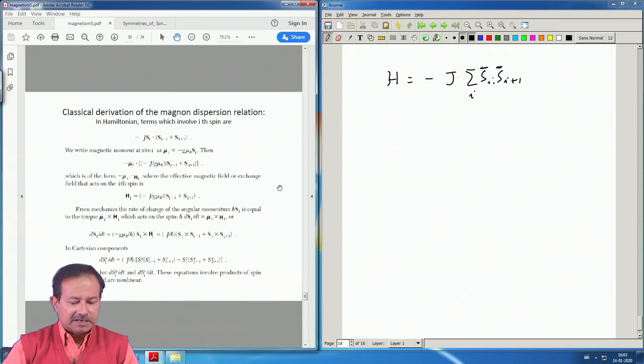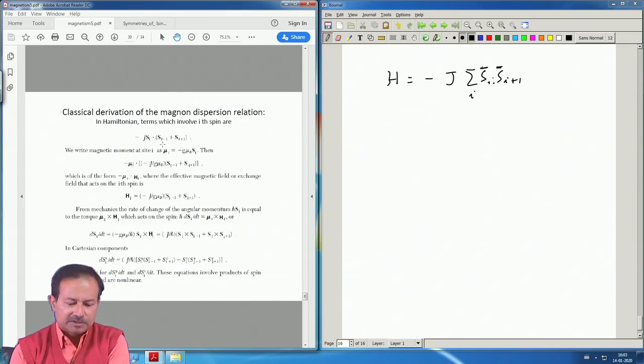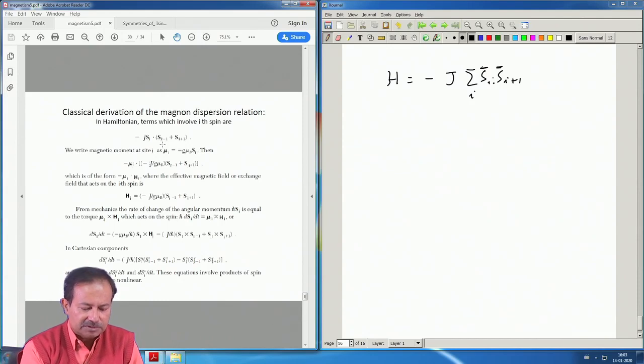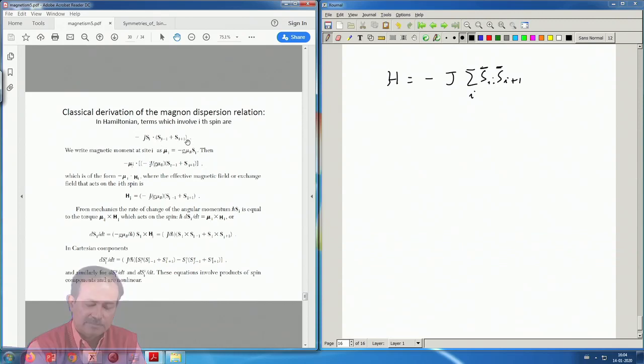The classical derivation goes like this. Take, for example, the ith spin. The ith spin interacts with i minus 1 and i plus 1 on two sides. So, like in mean field theory, I can think of the ith spin as being acted on by a magnetic field coming from these two spins, i plus 1 and i minus 1. That is the magnetic field that is written here.